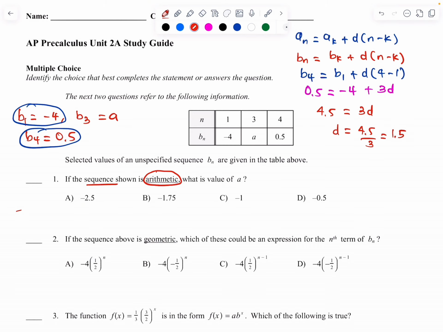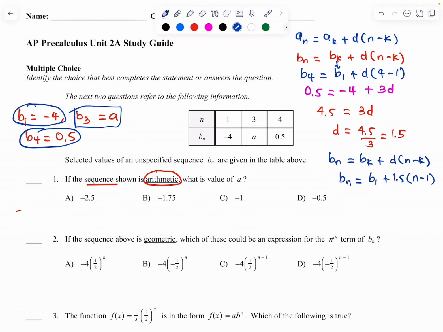Now if I go back to the formula that I have, which says Bn is equal to Bk plus D into n minus k, let me get the general term for that sequence. I have my Bn is equal to my Bk, which in this case I have used to be B1, so let me use that to be B1, and then my D, which is 1.5, into n, I don't know what that is, and then my k would be 1.